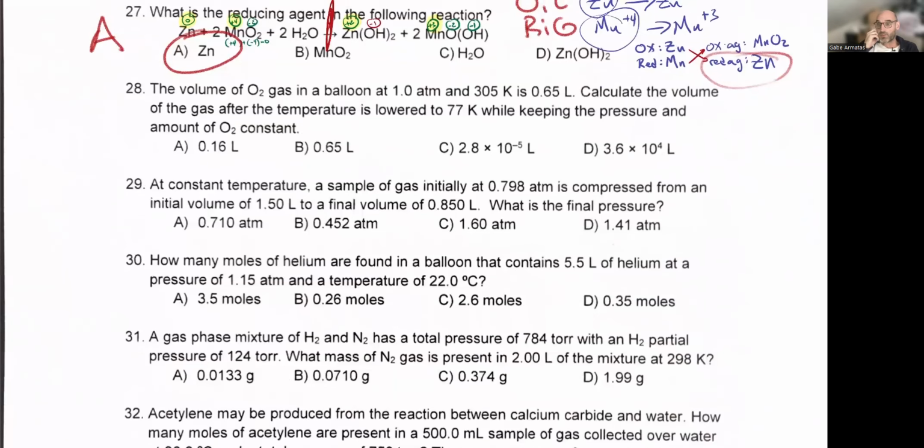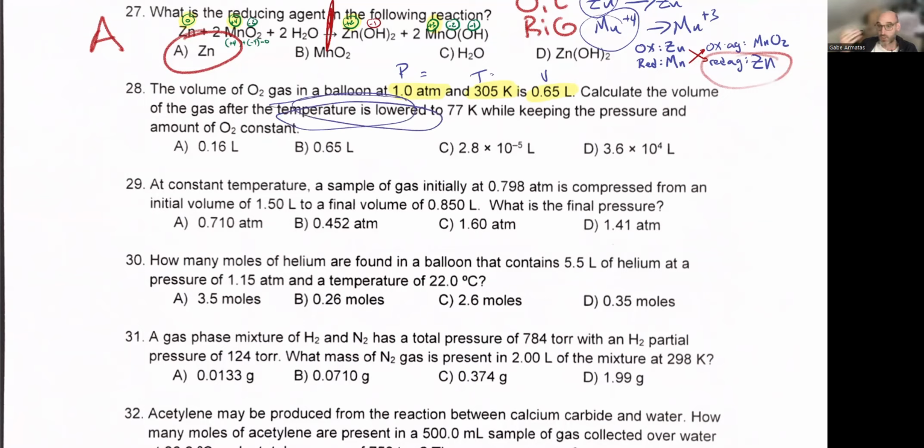All right. What volume of oxygen gas in a balloon at 1 atmosphere, 305 K and 0.65 liters? Calculate the volume after the temperature is lowered. Okay, so when we're doing gas problems, I'm going to highlight information I have. Atmospheres. That's a volume. Nope, that's a pressure. Just kidding. Pressure. We're not going to add anything else. Next up, 305 K. We know that's a temperature. Next up, 0.65 liters. We know that that's a volume.